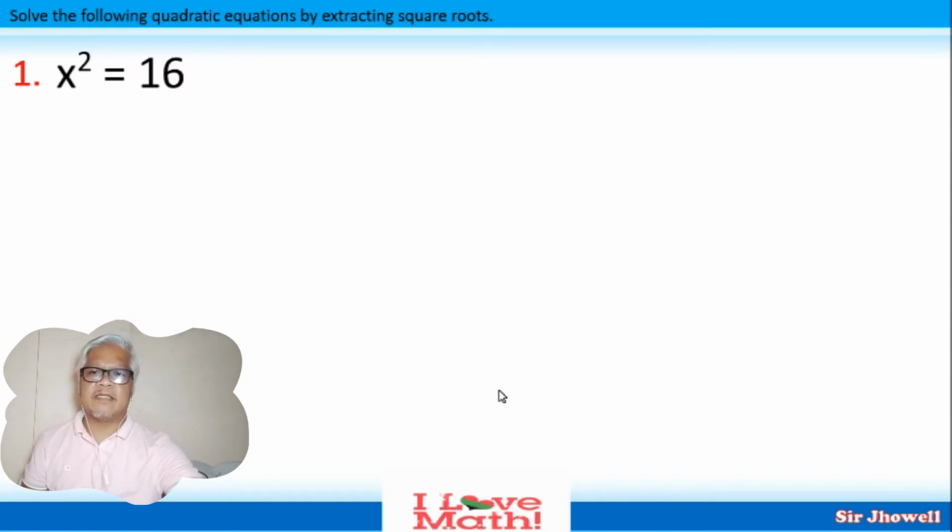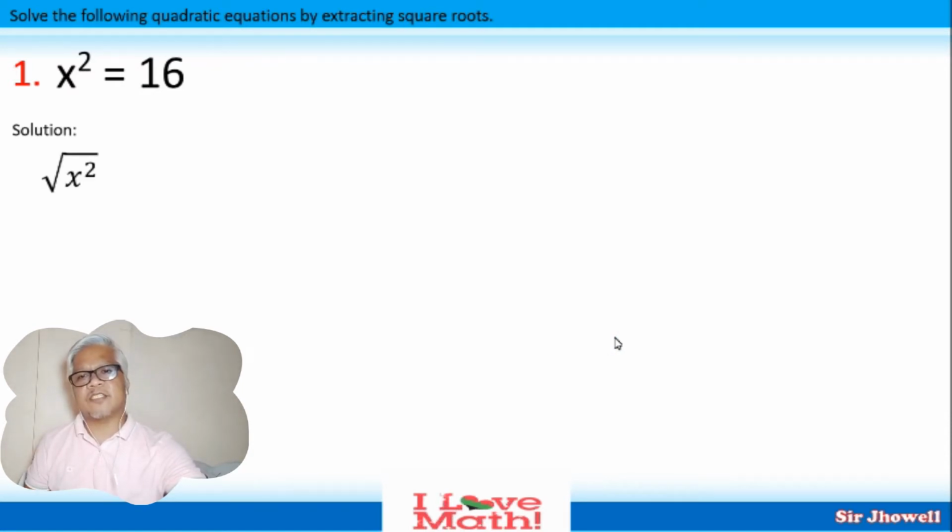Example number 1, x squared equals 16. If you notice, our k here is greater than 0. So meaning, expected na ang ating magiging sagot dito ay plus minus the square root of 16. Paano yon? So our solution, sabi nga natin, take the square root of x squared side.